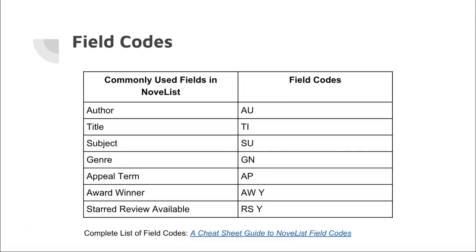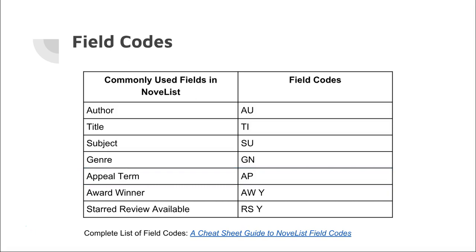Here are some of the most commonly used field codes in NoveList. We have codes for author, title, subject, genre, and the one that we'll be focusing on this session, the appeal term field code. Note that the AP field code is used for all story elements, be it for terms that describe the tone, characters, illustrations, and so on of a book.